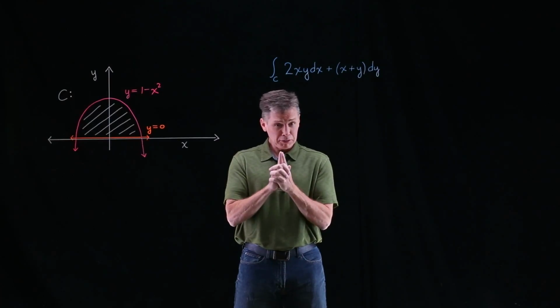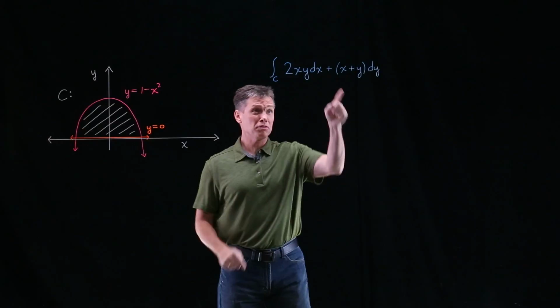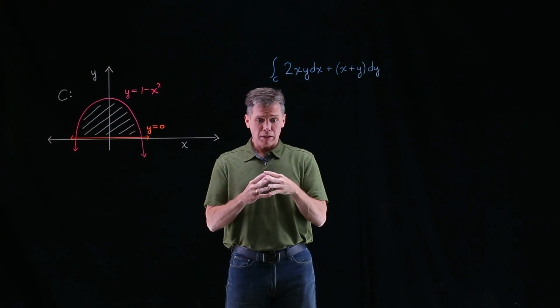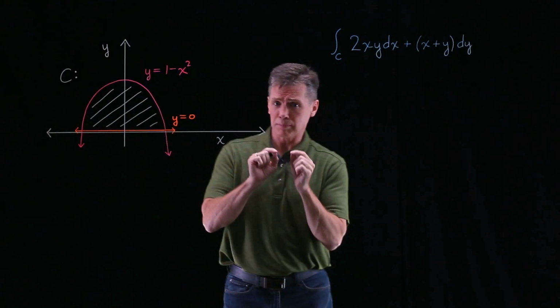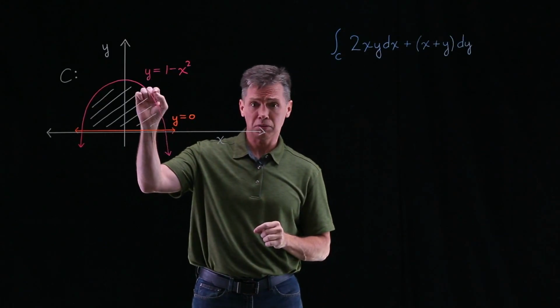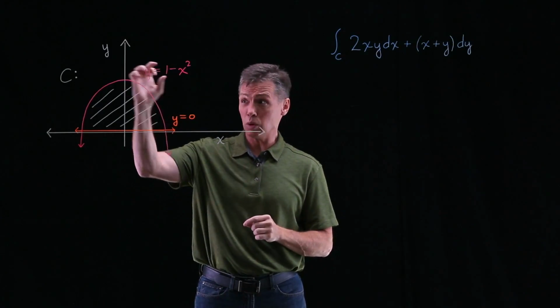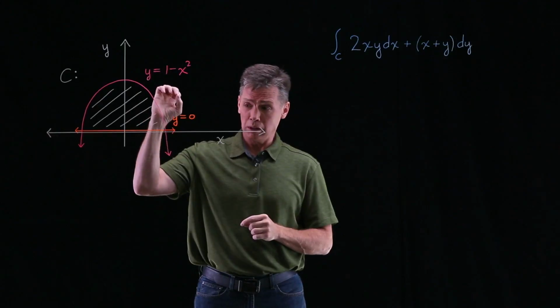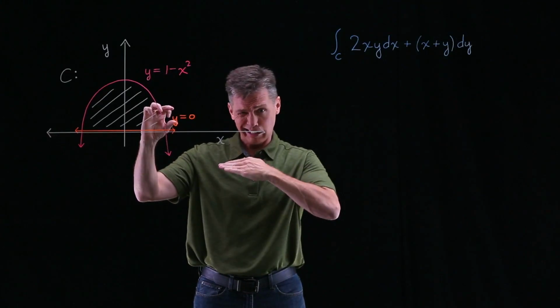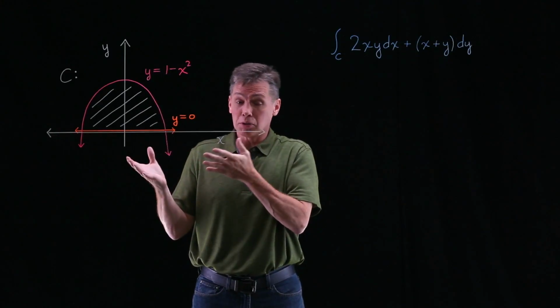In this problem, they ask us to use Green's theorem to evaluate this integral. And the region is the area bounded by these two curves. These are what they gave to me: y equals 1 minus x squared, and also y equals 0, your x-axis. And I've drawn them for you ahead of time.